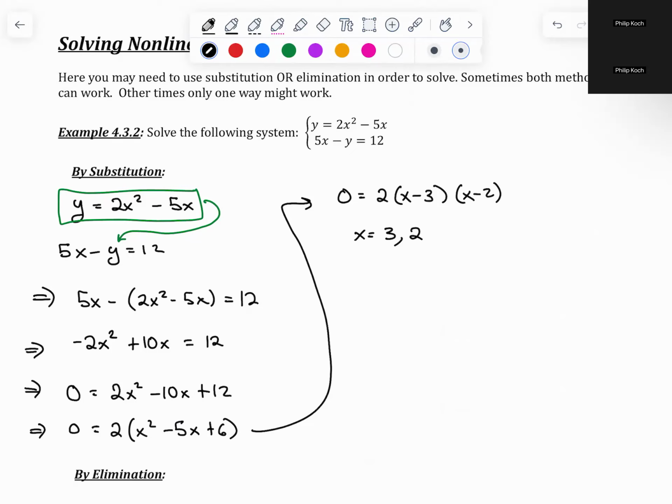So from here, now we can use either equation to find the y value. I'm going to use the bottom equation. So we'll do x equals 3, and we get 5 times 3 minus y is equal to 12. That's 15 minus y is equal to 12. Negative y equals -3, so y is equal to 3. So we have the point 3 comma 3.